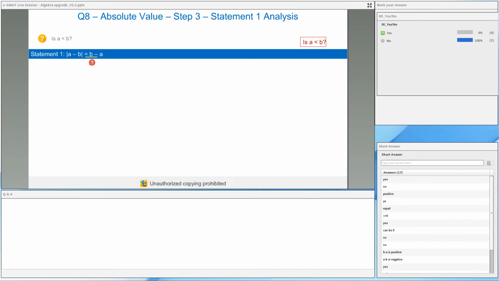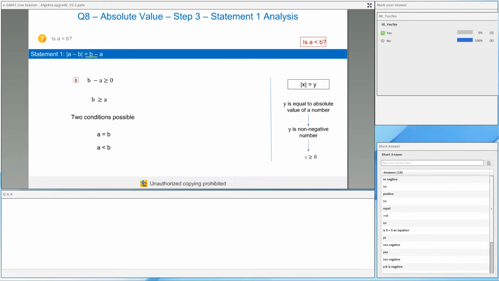Please keep this in mind. This is where most of you would have faltered, especially those of you who marked option A or option D. Whenever you have a situation like mod of x equal to y, that means y has to be greater than or equal to 0. x can be anything, but since it's a mod value, it has to be positive, or 0 if x is 0. So you need to make the same conclusion here, that B minus A will be greater than or equal to 0. From here you'll get two scenarios, either A is equal to B or A is less than B. Since you're getting two different scenarios, statement 1 is not sufficient to answer the question.